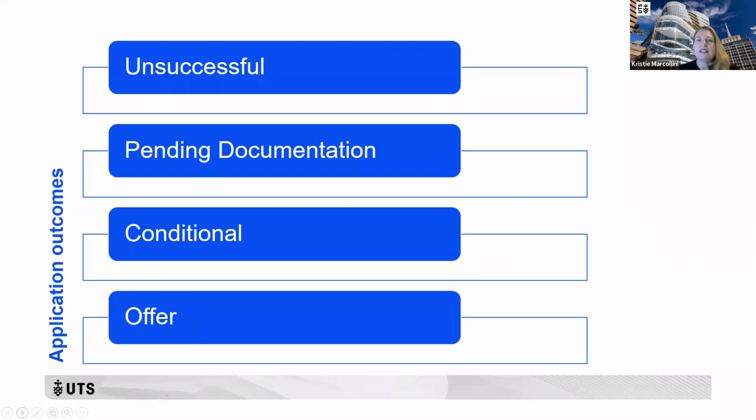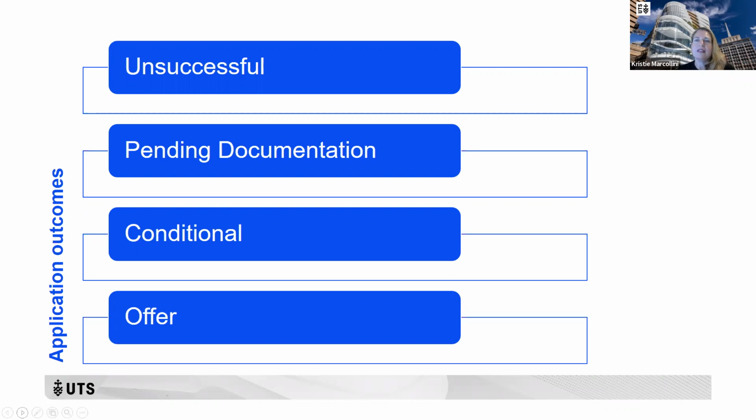In other cases, it might be, as I mentioned before, that there's a study gap that we need addressed. And until you give the CV or the personal statement, we can't make a final admission outcome or a decision on the final outcome of admission. So the last two outcomes are conditional and offer.